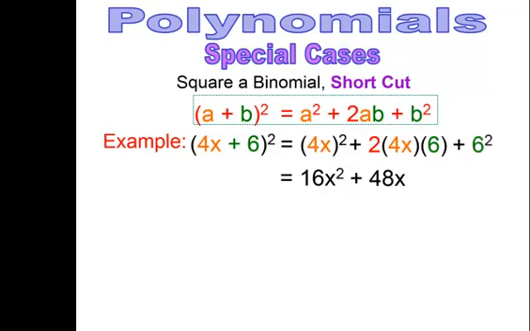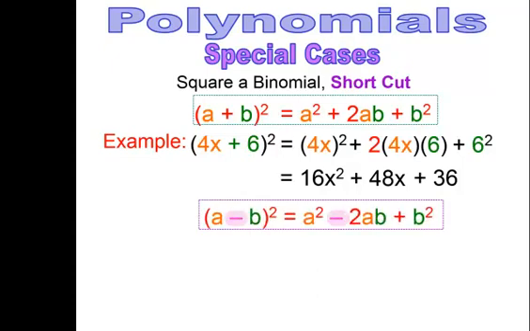And in this case, the last term is 6. So you're going to take 6 and square it, and you're going to end up with plus 36. So this is the shortcut. To multiply quickly a squared binomial, you take the first term and square it. Take the two terms inside, multiply them together, and then double it. And you end up with the 48x. And then take the last term and square it.